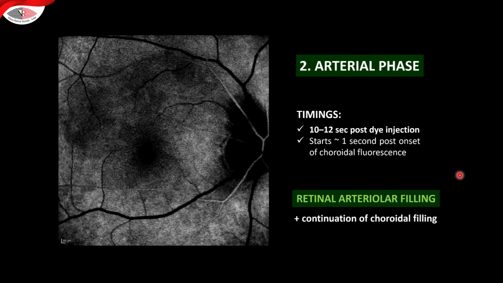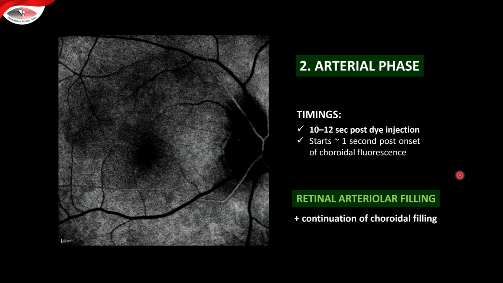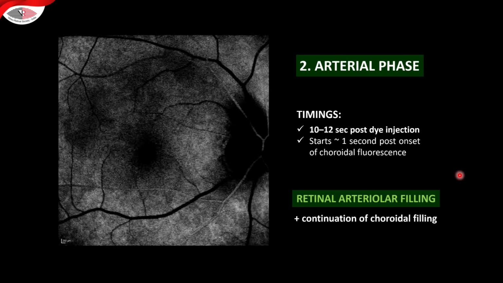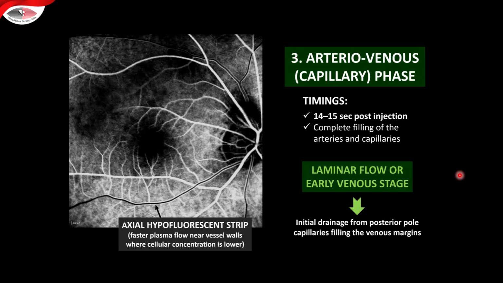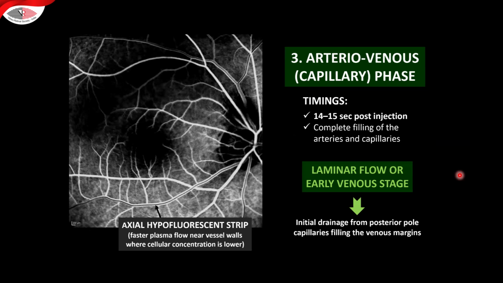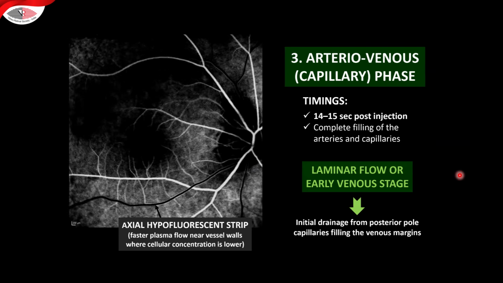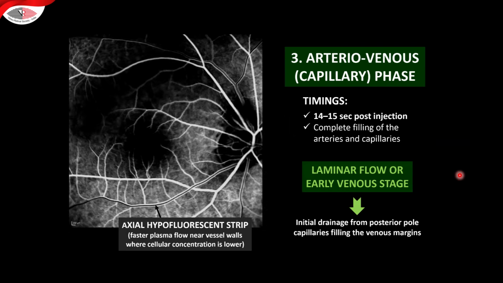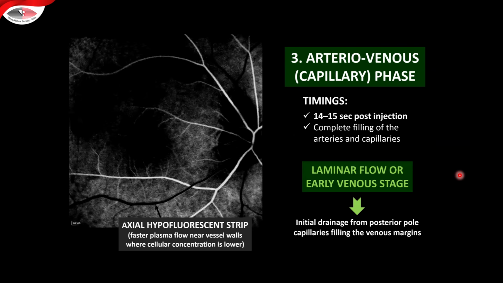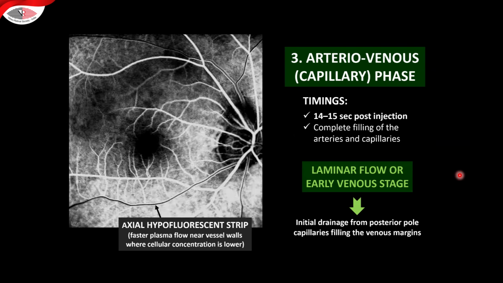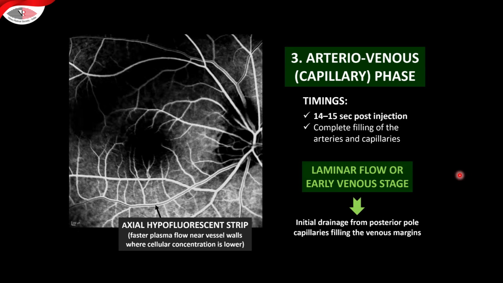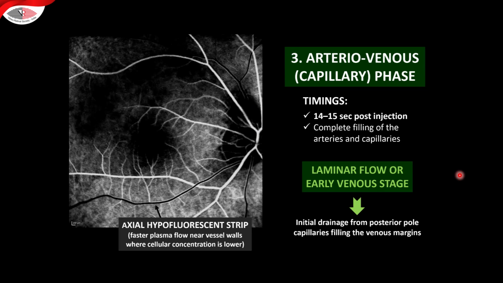Then comes the arterial phase, where it reaches the artery 10 to 12 seconds post dye injection, and the whole arteriolar filling occurs at this phase while the choroidal continues to fill. Then is the arteriovenous phase. From the artery, it goes into the veins, and this whole transition is taking place. The axial hypofluorescent strip is due to faster plasma flow near vessel walls, where the cellular concentration is lower.